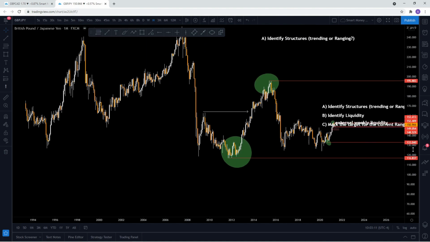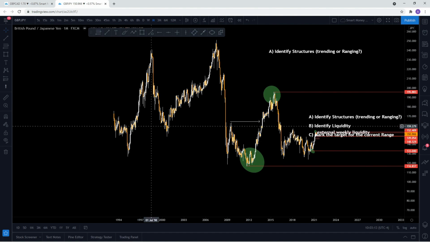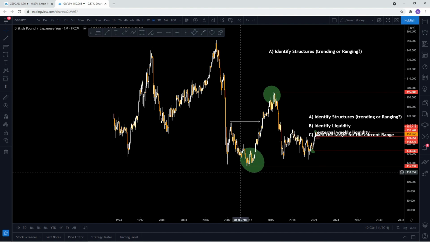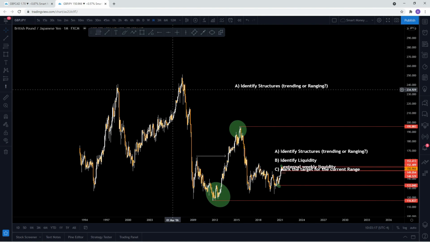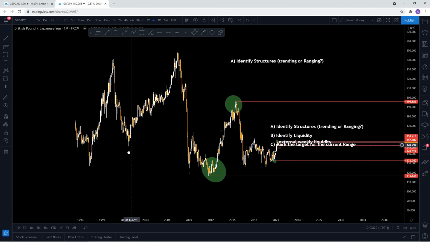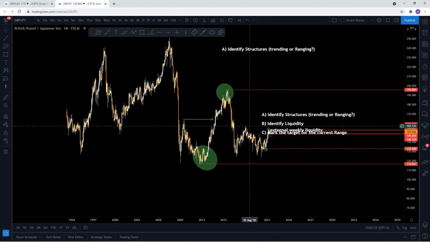What can we see on the monthly? Well, we know that on the biggest swing on the monthly, price is bearish because we are making lower lows consistently. We had a bullish attempt here, but then later price broke the low that originated this bullish attempt. So now price is bearish.